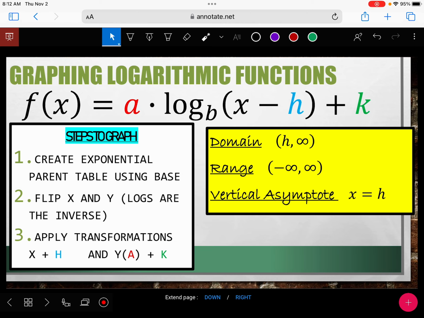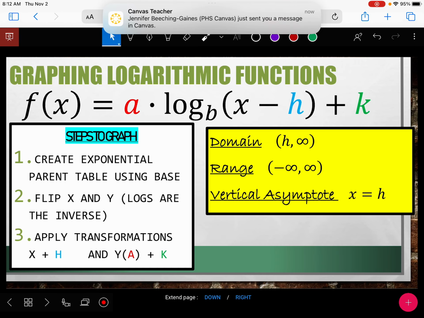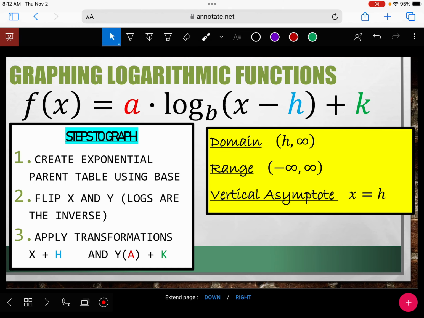with graphing a logarithm. See if I can get my screen to work. Doesn't really want to. There we go. Sometimes I have to write on it.